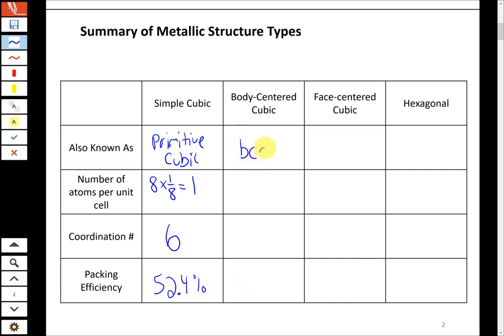The next one we talked about is called body-centered cubic, and it has an abbreviation that's pretty intuitive, BCC. So if you see that abbreviation, that's what we're referring to. And when we count the atoms per unit cell here, in all of these cubic structures, we have all 8 corners occupied.